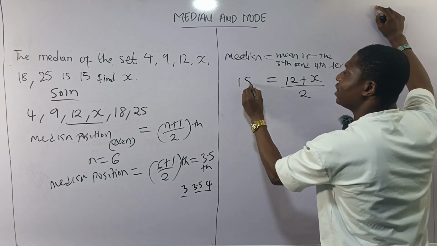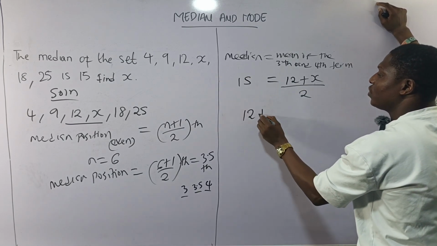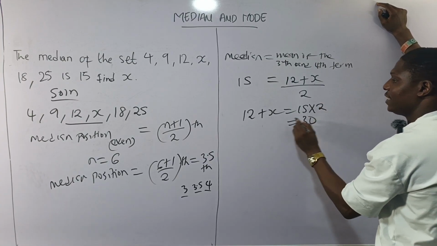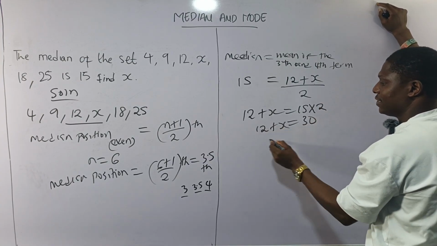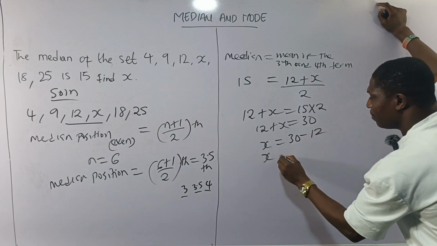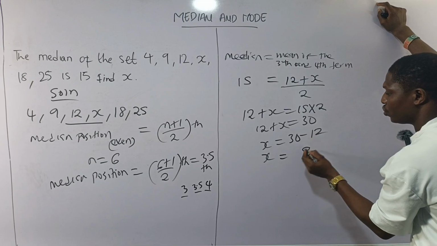But the median was given as 15. So we have 12 plus x to be equal to 15 times 2, which is equal to 30. 12 plus x. So x will be equal to 30 minus 12. 10 minus 2 will give me 8. 2 minus 1, 1.